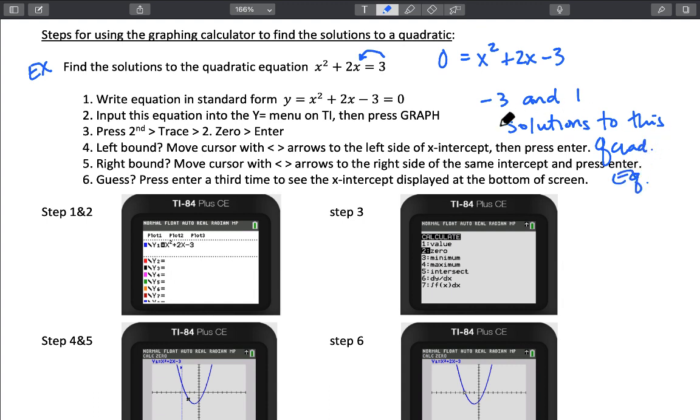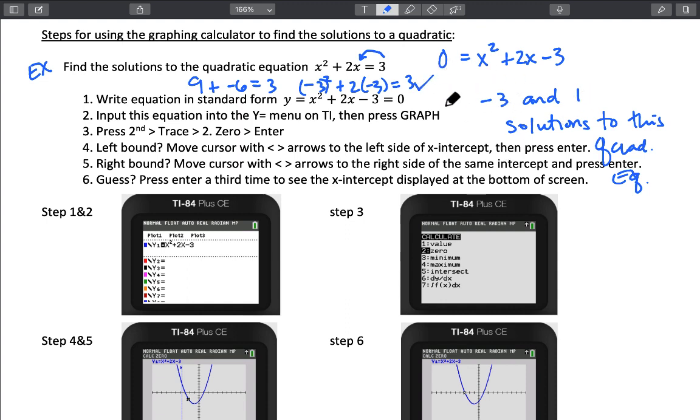Now you could check those by plugging them back in. Let's see if this produces a true statement. If I take negative 3 and square it, plus 2 times a negative 3, that should equal 3. So negative 3 squared is 9. 9 plus a negative 6 is in fact equal to positive 3. So yes, it does check out and produces a true statement.